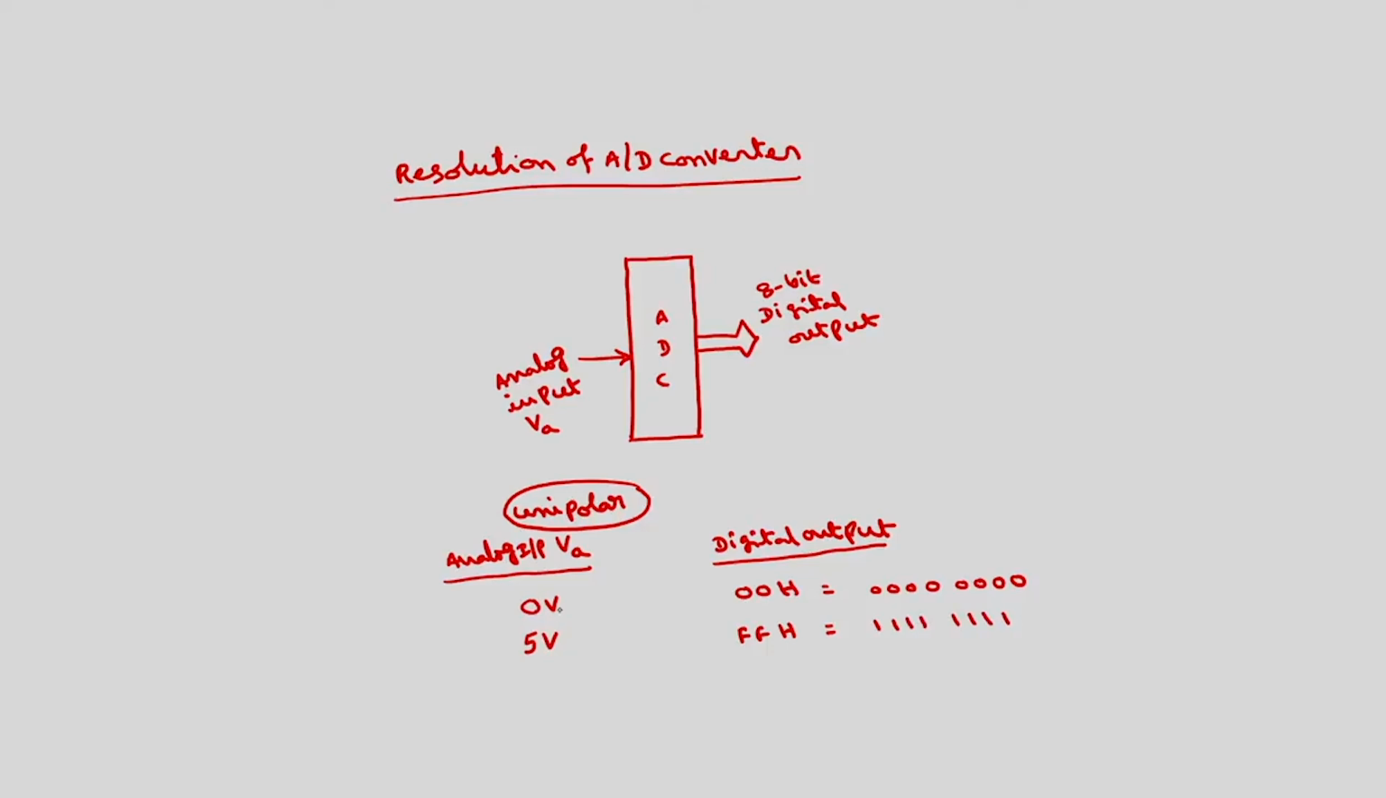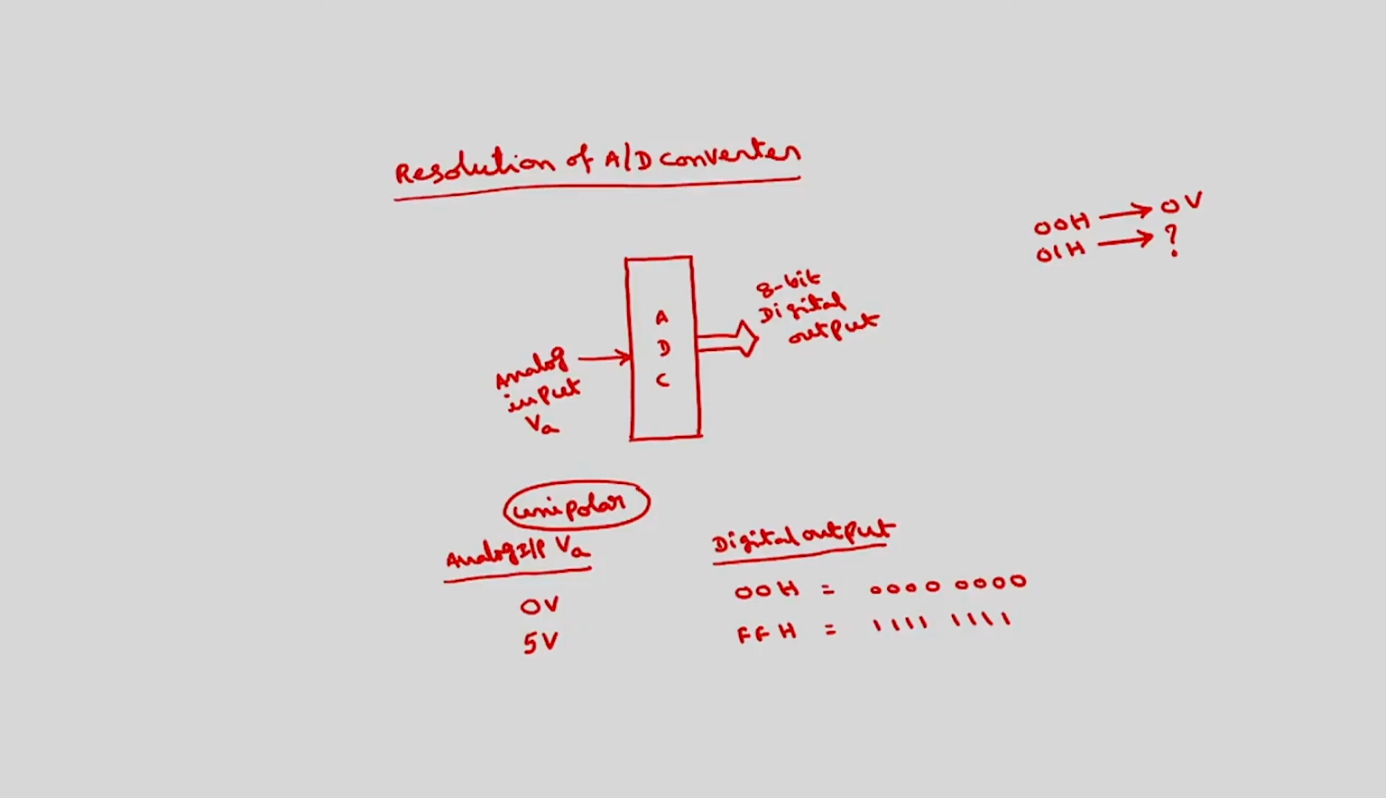Now to get 00H we require 0 volts. To get 01H, what is the voltage required? 00H will be applied for 0 volts. So what is the voltage required to get 01H? The minimum change in the voltage required to change the position of the digital output, this is what is called resolution. Okay, so how to compute this?